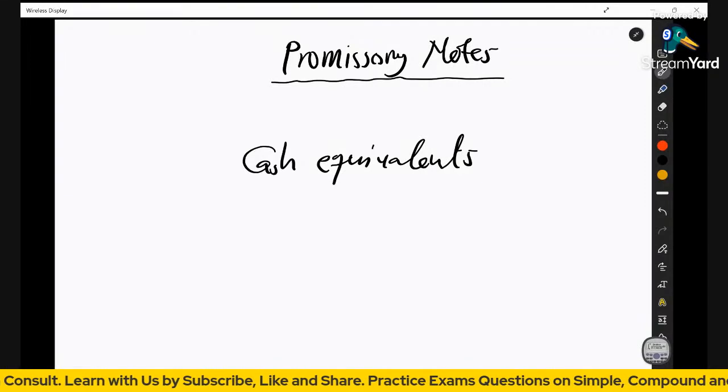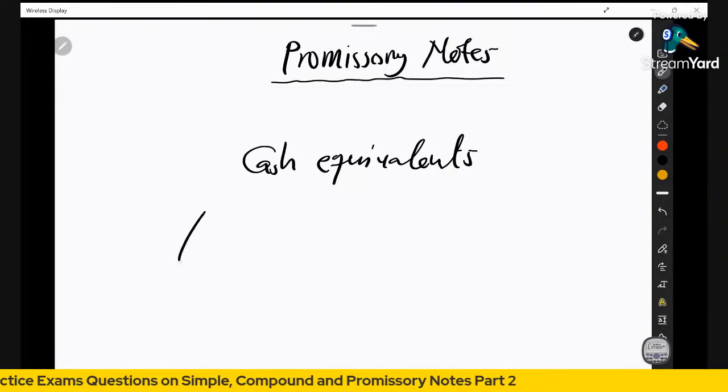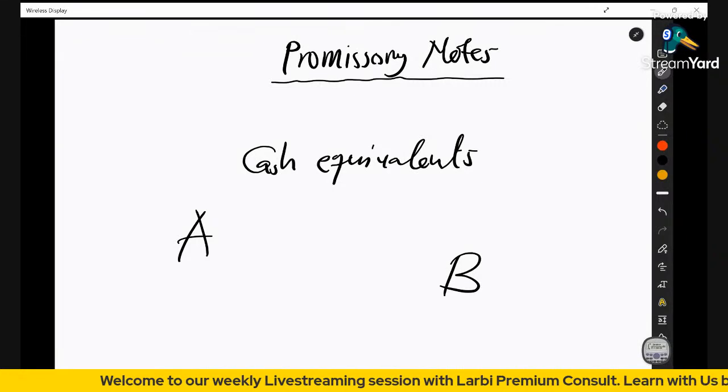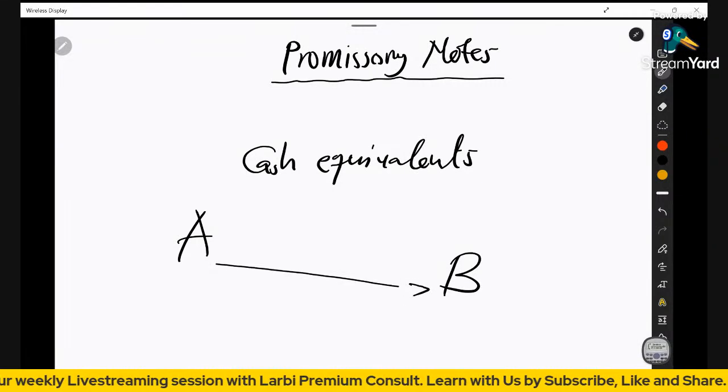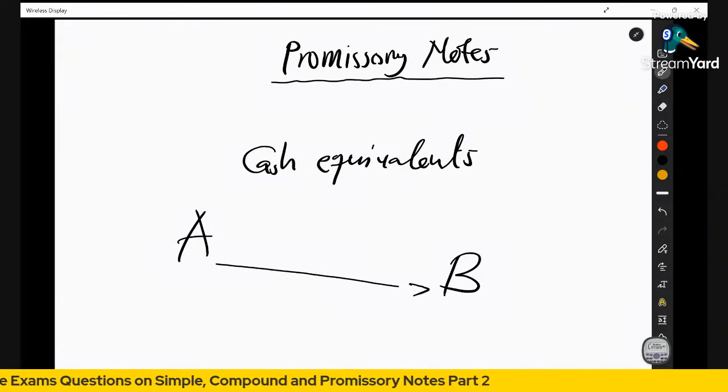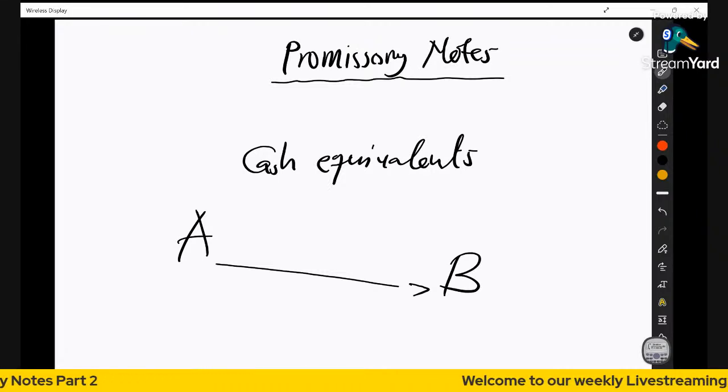A promissory note has to do with a written instruction. Let's take note that it is a written instruction. Let's say we have two parties, party A and party B. A promissory note is a written instruction from one party to another, say from party A to party B, promising to pay a certain amount of money on a certain future date. This is what we call a promissory note. So a promissory note is a cash equivalent item that is a written instruction from one person to another to pay a certain sum of money in the future.